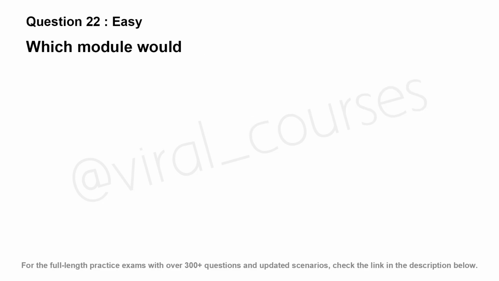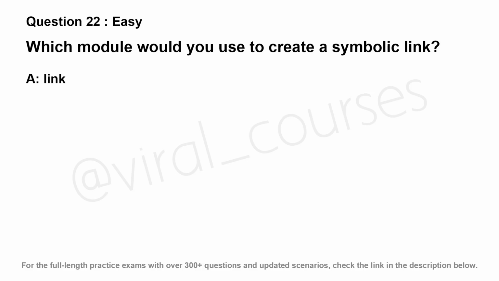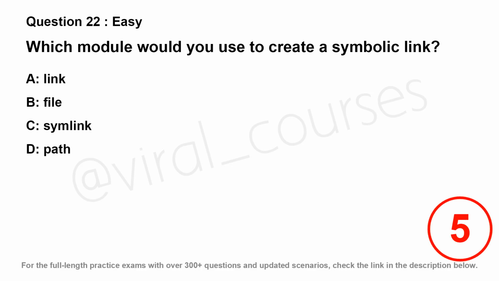Which module would you use to create a symbolic link? Option A, link. Option B, file. Option C, symlink. Option D, path.